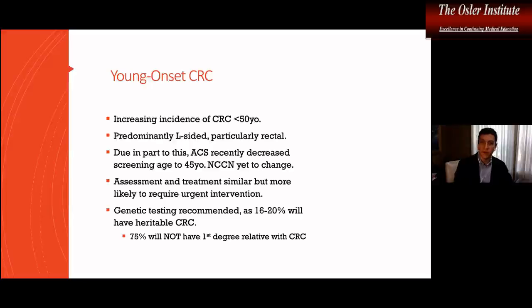Assessment and treatment is similar, but they're more likely to require urgent intervention. Genetic testing is currently recommended, as about 16 to 20% will have some heritable form of colorectal cancer. And 75% of these patients will not have a first-degree relative with colorectal cancer. So you shouldn't allow that to drop the suspicion of a possible hereditary colorectal cancer from your radar.